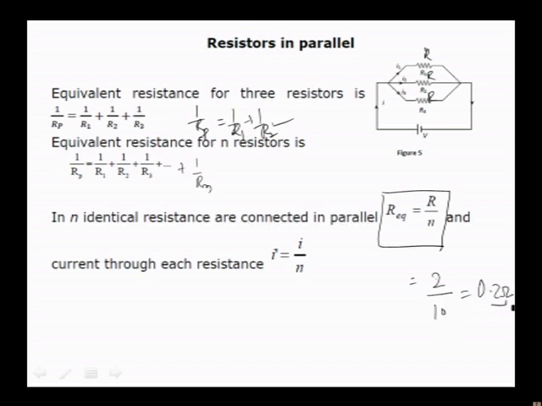Similarly, in this case, for all the resistors, the potential across each is the same. The current will divide. The current in each resistor we can calculate. I dash, the current in each resistor, is equal to I divided by N. This is applicable only when all the resistors are equal.